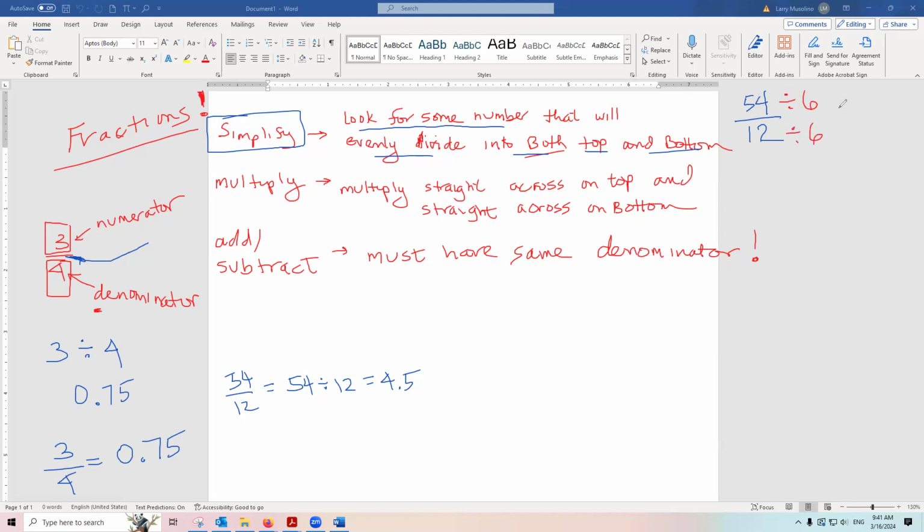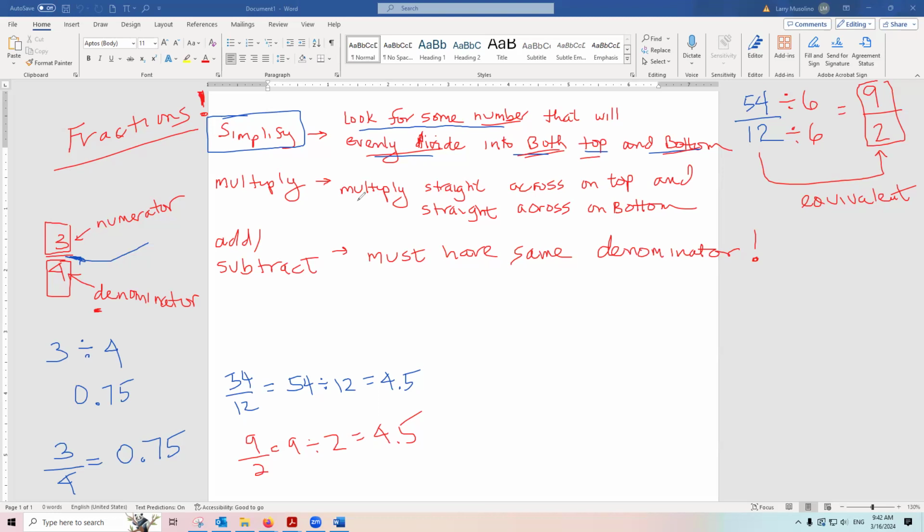Well, 54 divided by 6 on top is 9. 12 divided by 6 on the bottom is a 2. So I'm ending up with the simplified version, 9 over 2. And if you work out 9 divided by 2 on your calculator, you get the same answer, 4.5. So these two fractions really are equivalent. It's just that we wrote 9 over 2 in the simplified version. Okay, so that's it. Look for some number that will evenly divide into both the top and the bottom numbers of the fraction.